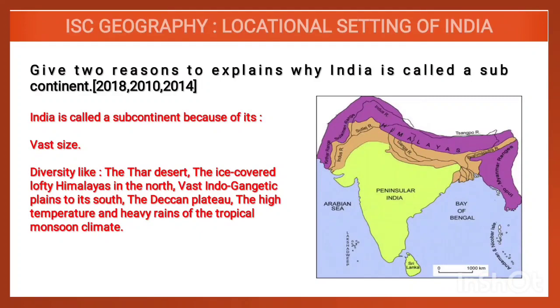India's diversity, like your Thar desert is here, the Himalaya is here, then the northern plain, peninsular India, the island area, the monsoonal climatic condition, and heavy rains during monsoon. This makes India a subcontinent.